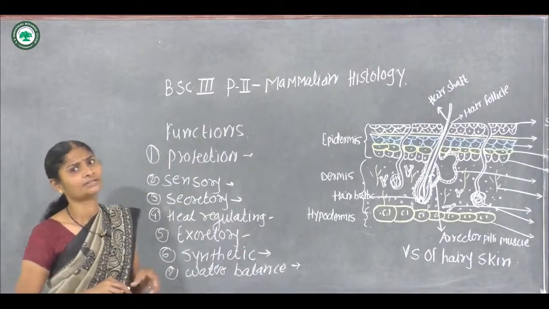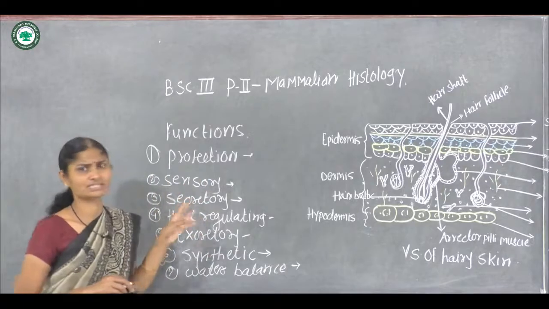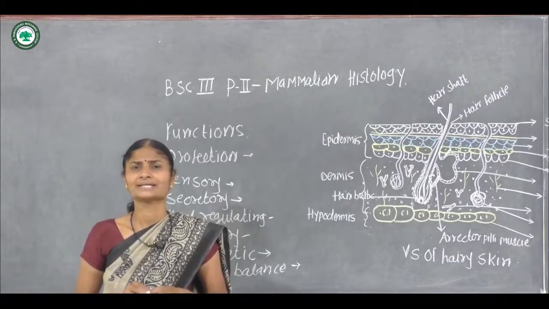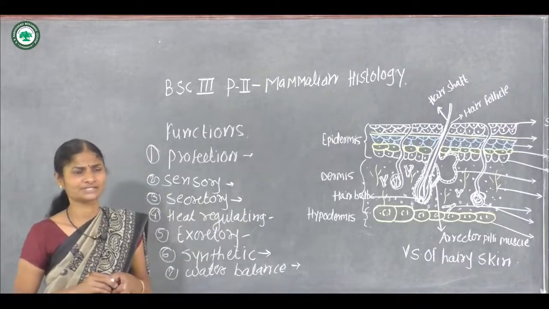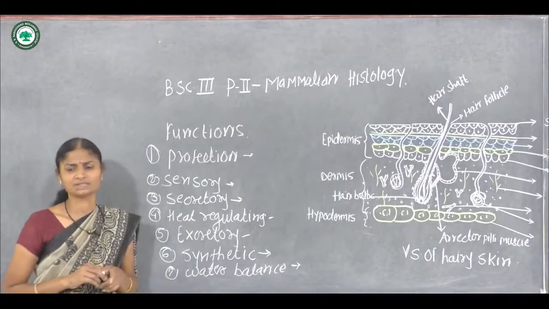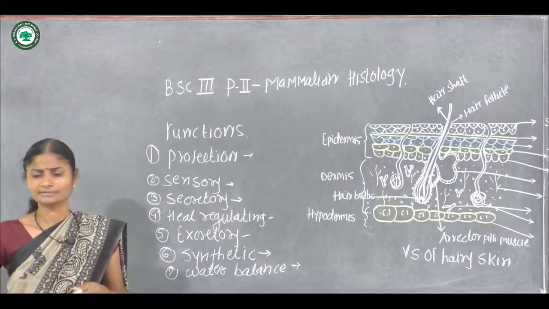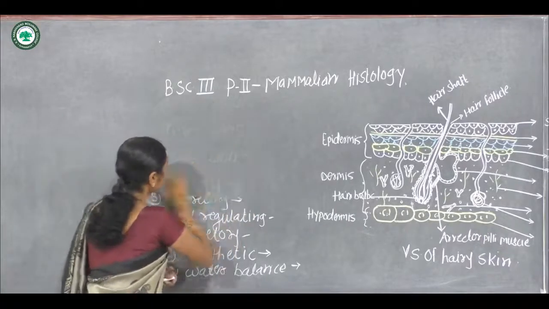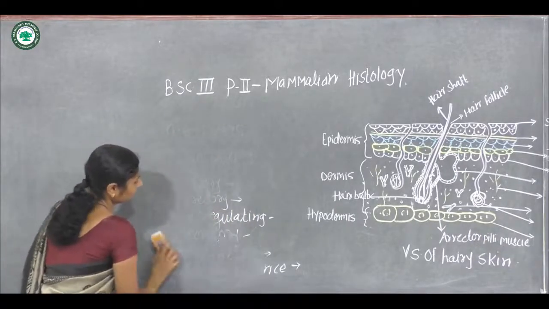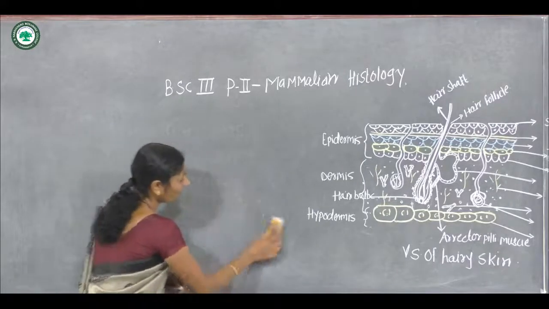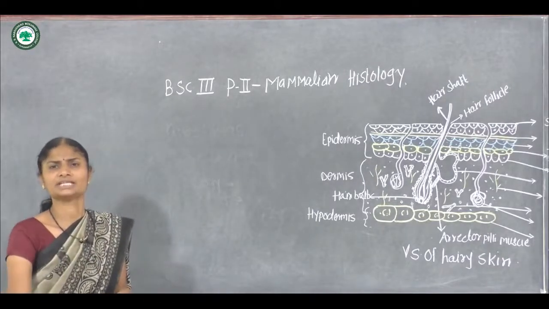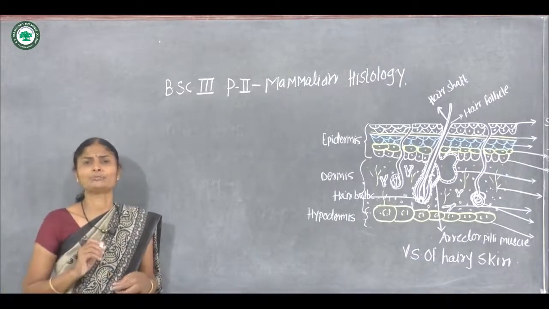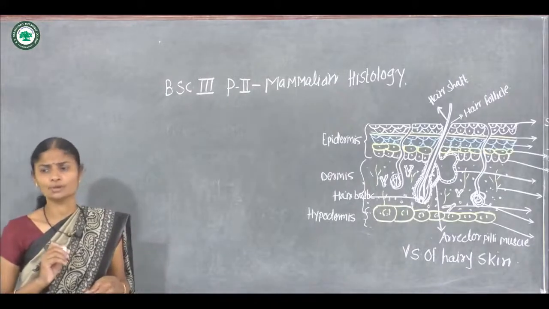Because the skin performs these different functions, it is also called a jack of all trades. This is the most important part. When the skin is studied histologically, it shows two parts. The skin is also called the integument, and this integument is made up of two components.